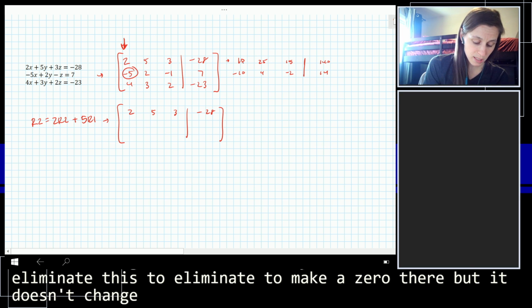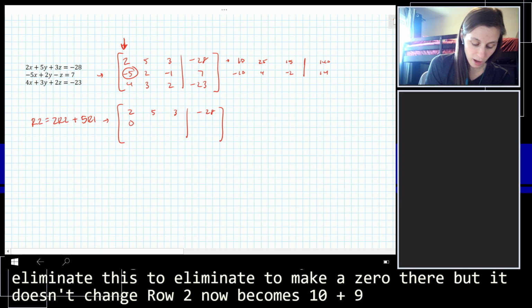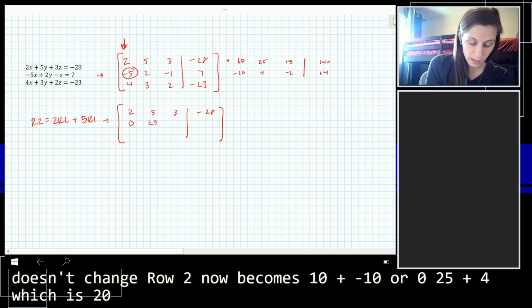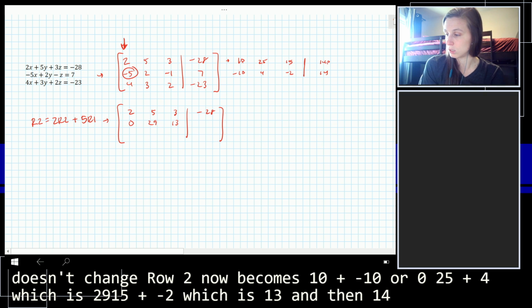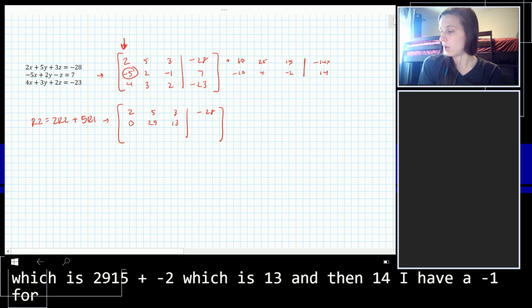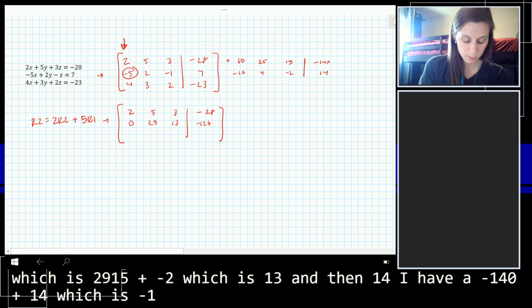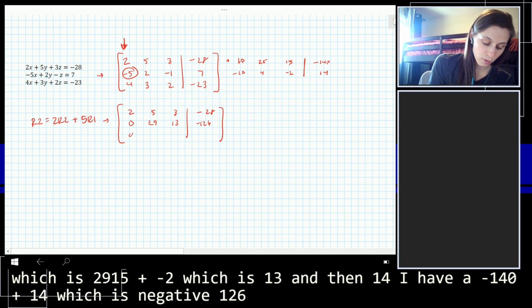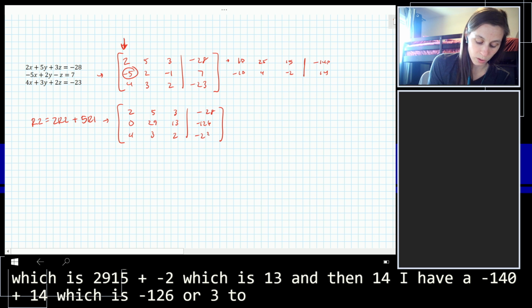Row 2 now becomes 10 plus negative 10, or 0, 25 plus 4, which is 29, 15 plus negative 2, which is 13, and then 14, I have a negative 140 plus 14, which is negative 126. And then row 3 doesn't change, 4, 3, 2, negative 23.